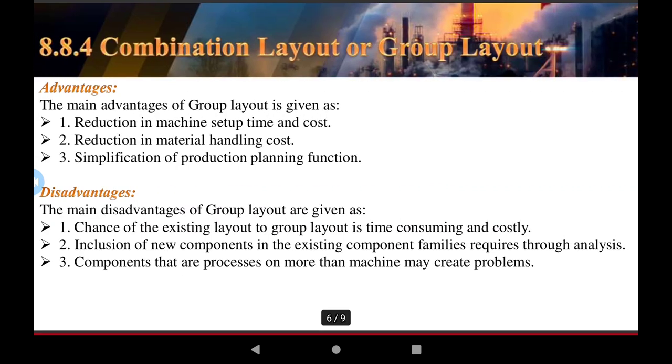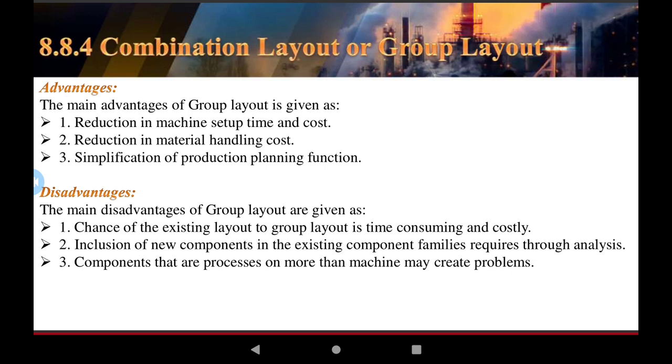The combination layout is also known as group layout. The main advantages of the combination layout are given here. The first is a reduction in machine setup time and cost, the reduction of time and cost during production. The second is a reduction in material handling cost.